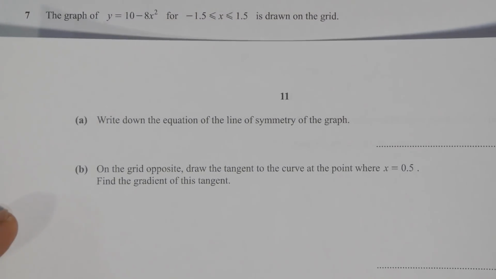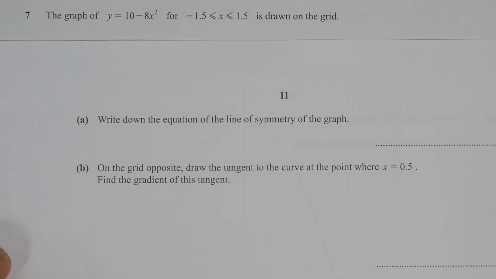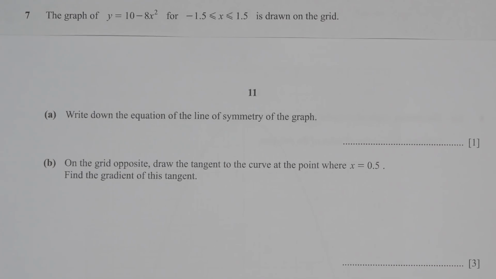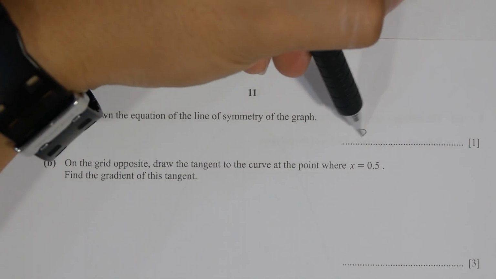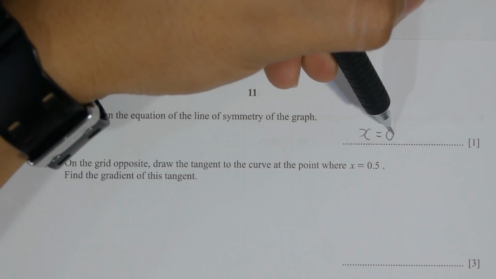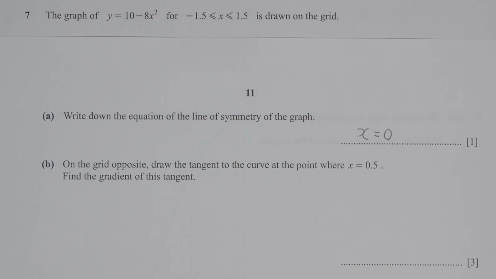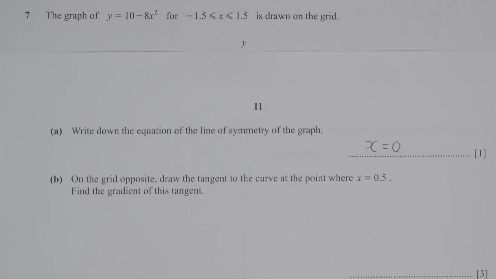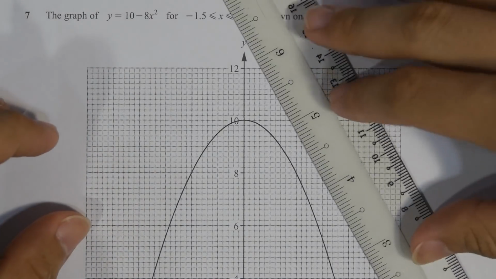Question 7. Write down the equation of the line of symmetry of the graph. The line of symmetry here is when x equals 0, because when x equals 0, you can fold them and they will overlap each other.